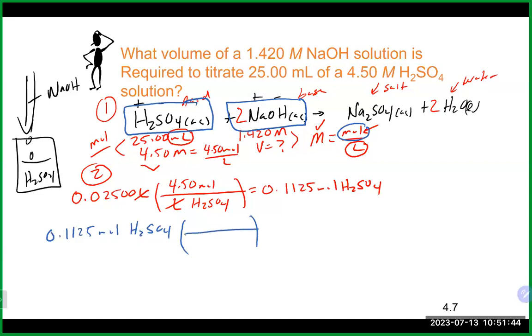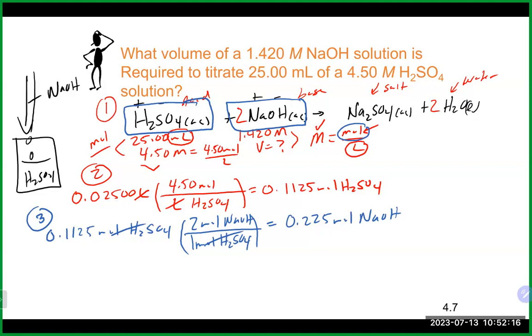We want to cancel out the sulfuric acid. So 1 mole of sulfuric acid on the bottom, 2 moles of sodium hydroxide up on top. The moles of sulfuric acid will cancel. Timesing that by 2 gets us 0.225 moles of sodium hydroxide. That is basically step 3 of our stoichiometry procedure. Any questions on that?